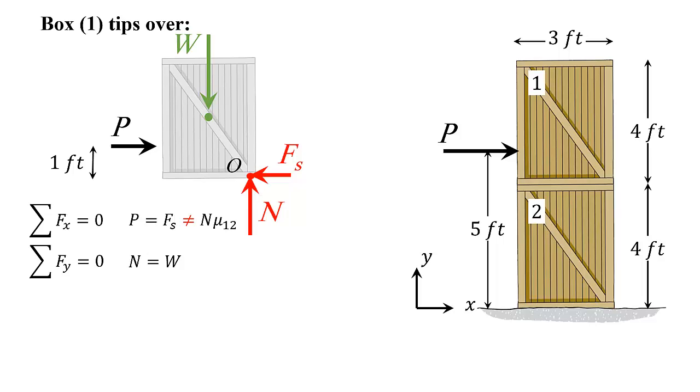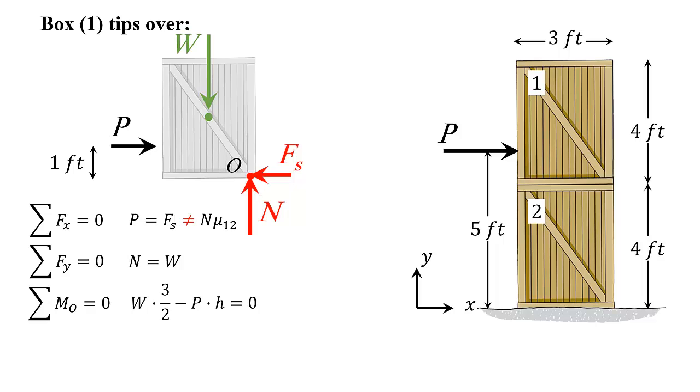Here I can use the third equation, which is the summation of the moments about point O equals 0. So it's W multiplied by 3, which is the width of the box, over 2. Remember, it's A over 2. That's the moment arm, minus P multiplied by H. H in this case is 1.